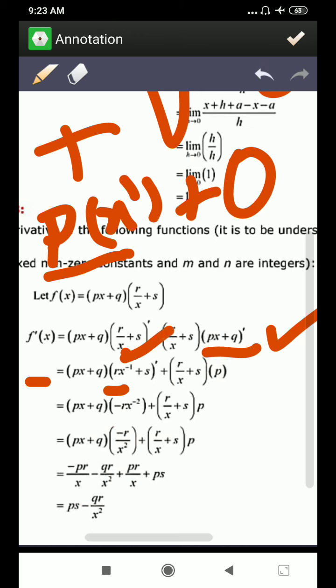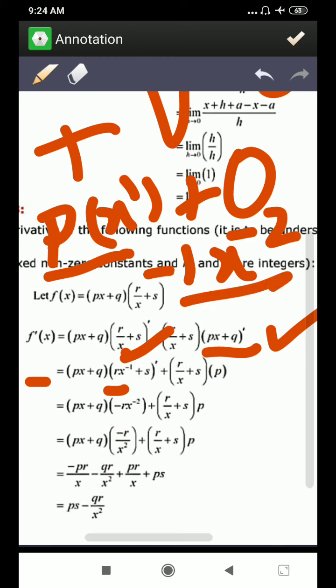So r is as it is. Differentiation of x raised to power minus 1, if you do it, will be minus 1 into x raised to power minus 2 using the formula of x raised to power n. So it will become minus x raised to power minus 2. Derivative of this s is 0 because it is a constant quantity. In this way, now we are able to differentiate it.